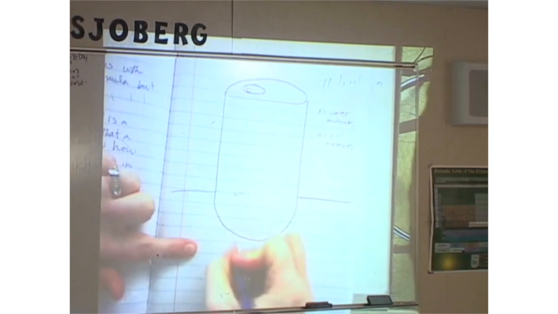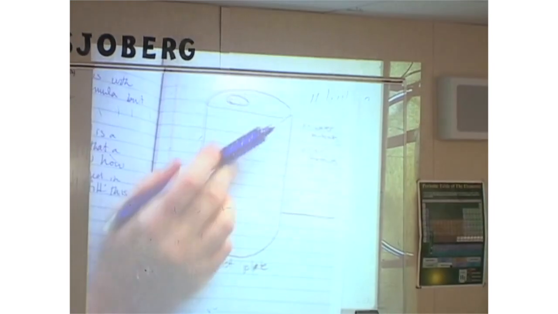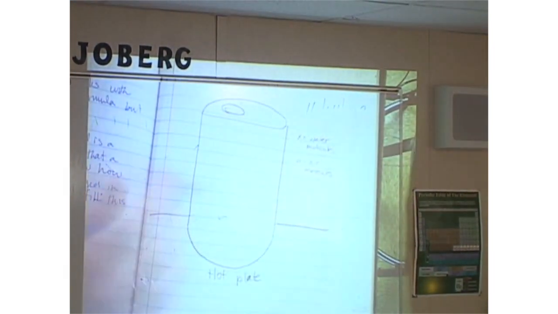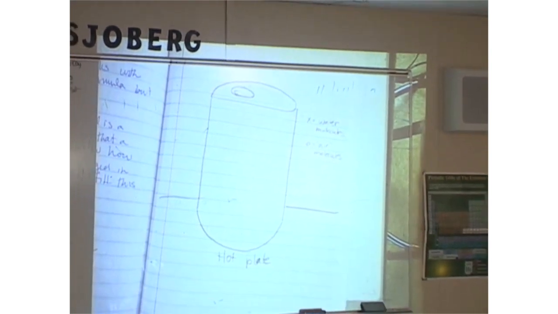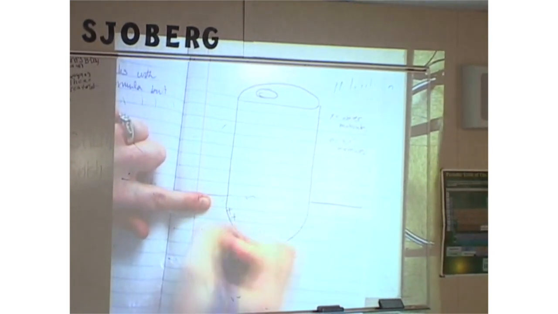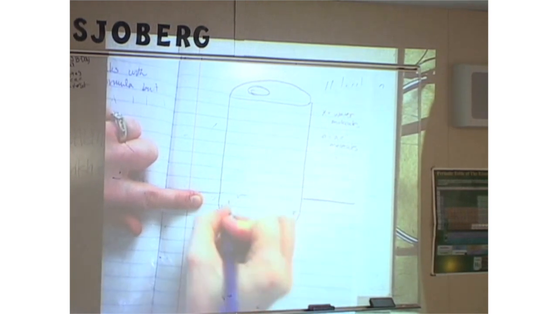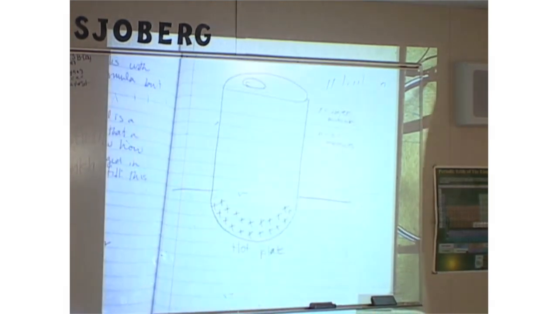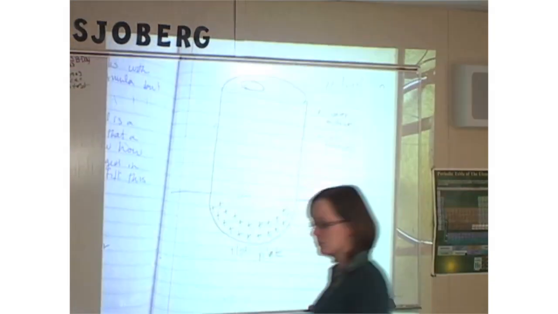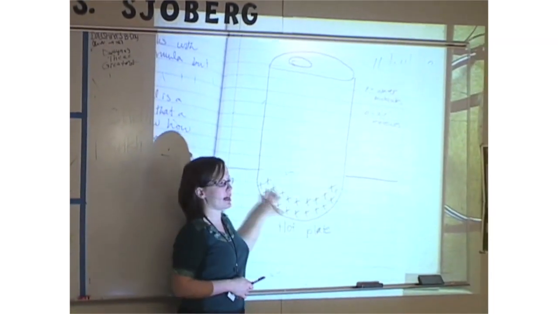So here's our hot plate. If I'm going to draw water molecules and air molecules in my can, where should I draw my water molecules for starting out? Okay, so let's draw some water molecules here at the bottom. So we have some water molecules here in the bottom of our can.